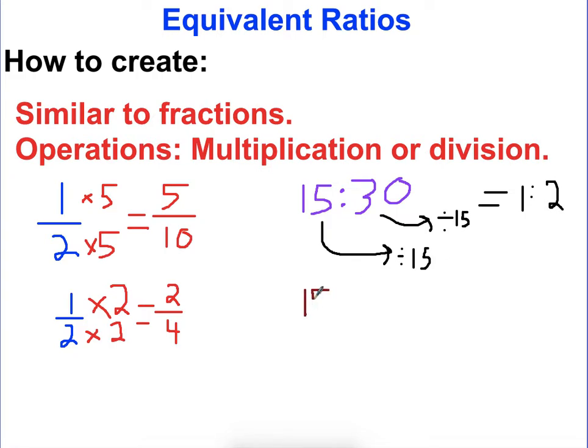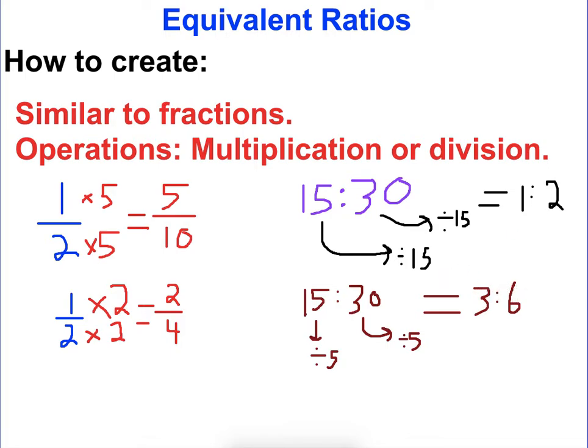Let's look at that 15 to 30 again. You might have said, well, 15 and 30, they both end in a 5 or a 0, so I can divide both by 5, right? And remember that when we divide both or multiply both by the same number, we're actually multiplying or dividing by 1, because we're not changing the value, we're just changing how that number looks. 15 divided by 5, we get 3. 30 divided by 5, we get 6. So 15 to 30 is the same as 1 to 2. 15 to 30 is the same as 3 to 6. 1 to 2 is also equivalent to 3 to 6 here.